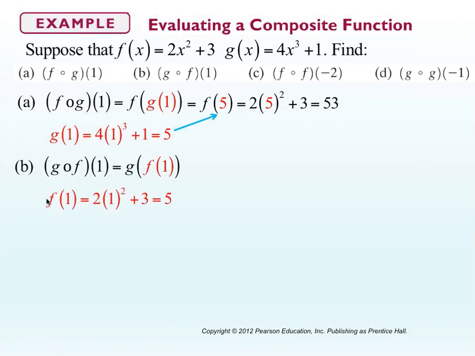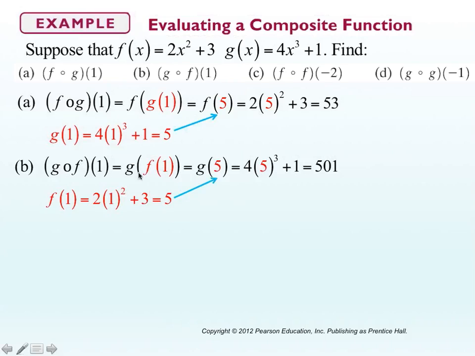Okay, so hopefully you were able to figure out that f of 1 means that we want to take our f of x function and plug 1 in. So we're going to have 2 times 1 squared plus 3. 1 squared is just 1. 1 times 2 is 2. 2 plus 3 gives us 5.